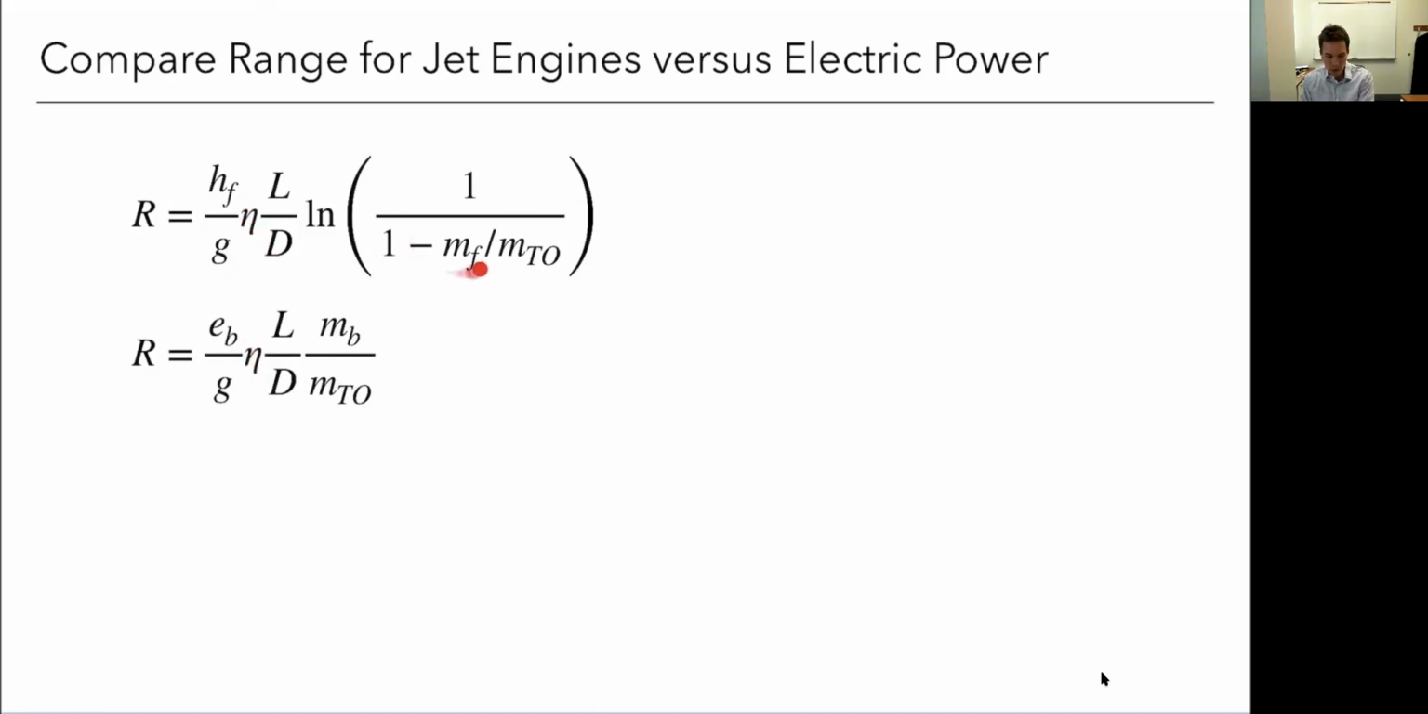However, jet engines have an advantage on this term, the structural efficiency. That's because as we use up our battery, even though we're using up the energy in the battery, we still carry it with us. So we're carrying this mass the whole way through, even though as energy depletes, it's not as useful. Whereas for the fuel-burning aircraft, as we burn fuel, that fuel's gone, right?